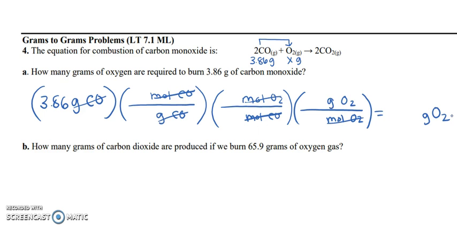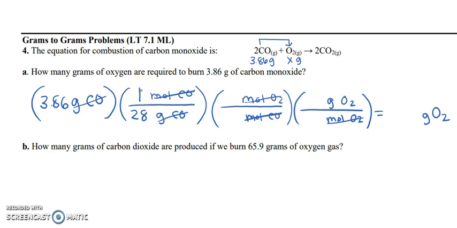Anytime I have a ratio of moles to grams, I know that it's 1 mole for the molar mass. When I add up the molar mass of CO, I get 16 plus 12 for oxygen plus carbon, and I get a total of 28 grams. That's the mass of 1 mole of CO.